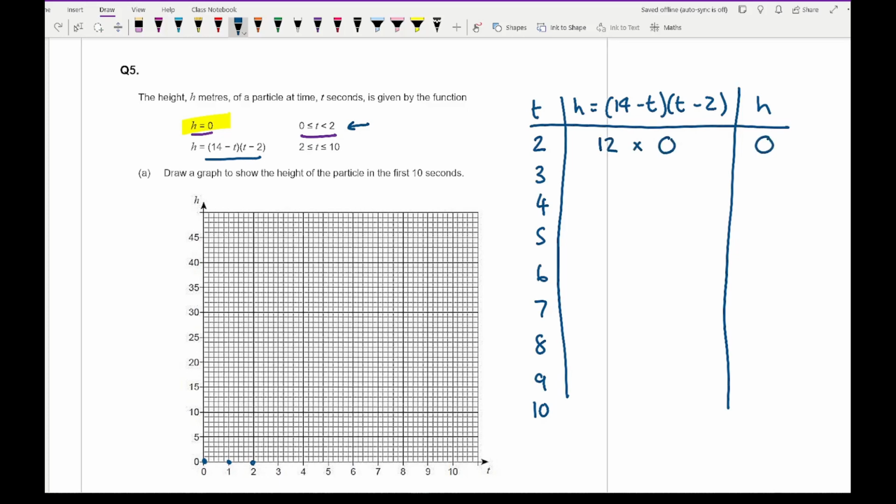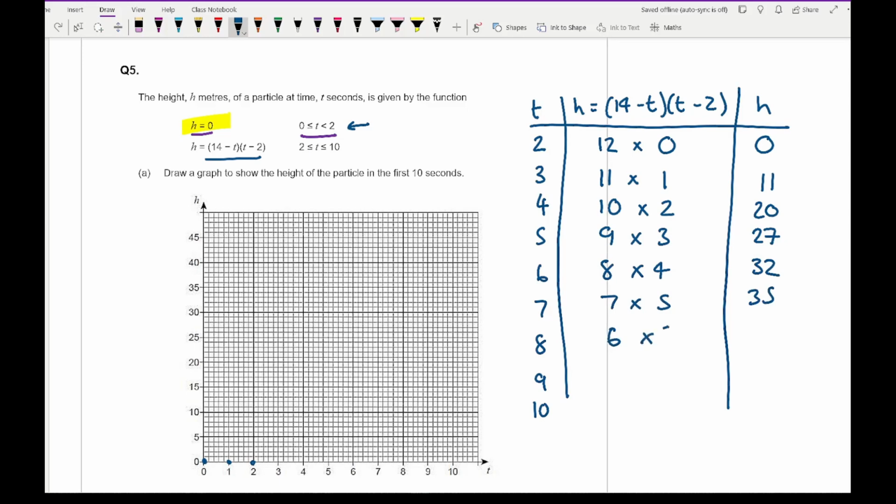For the next one, 14 take away 3 is 11, multiplied by 3 take away 2, which is 1. So that's 11 times 1, which is 11. Then for the next one, it's going to be 10 times 2, which is 20. Then it's going to be 9 times 3, which is 27. Then 8 times 4, which is 32. 7 times 5, which is 35. 6 times 6, which is 36. Then 5 times 7, which is 35. And then finally 4 times 8, which is 32.